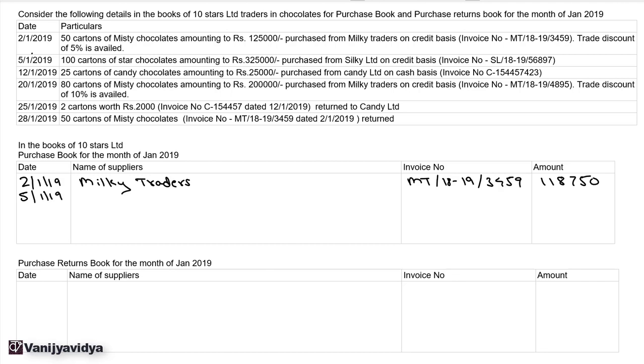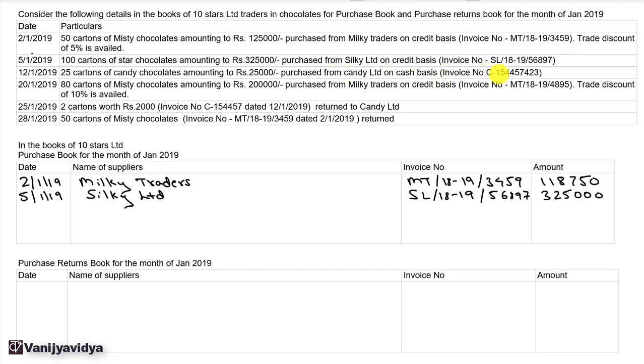5th Jan 2019, name of supplier is Silky Limited. Invoice number is SL/1819-56897 and the amount is 3,25,000. Now there is no trade discount here, so net amount will be same, 3,25,000.